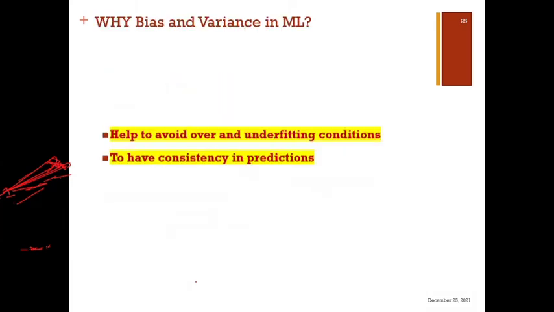And finally, bias and variance in machine learning is a very, very important concept. It helps us avoid overfitting and underfitting conditions, and it helps us have consistency in prediction. If you want your predictions to be consistent, you have to take care of these two concepts. That is why the bias and variance trade-off is so important, as it controls the performance. You don't want a model that is underfitting, which doesn't understand the training set and also does not understand the testing set. But overfitting only understands the training set, not the testing set.